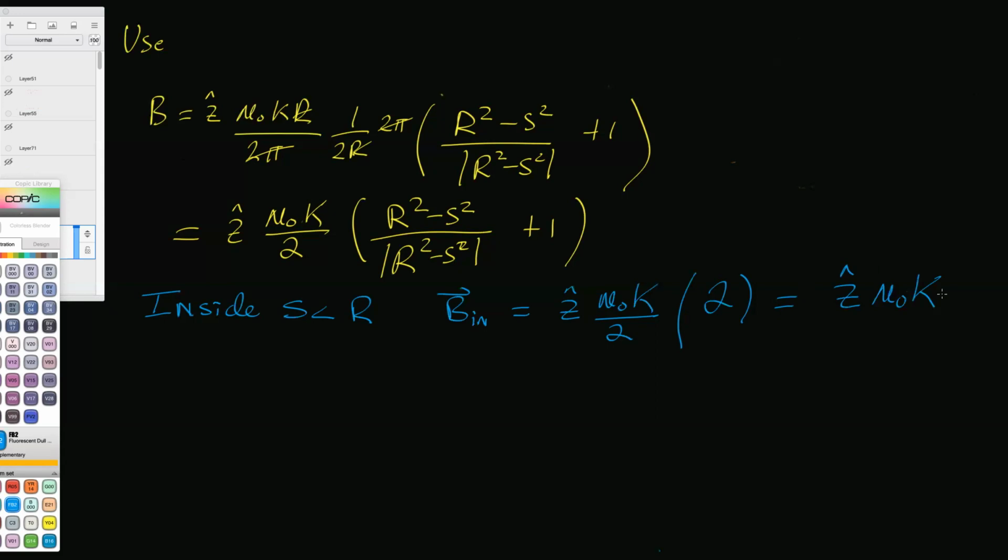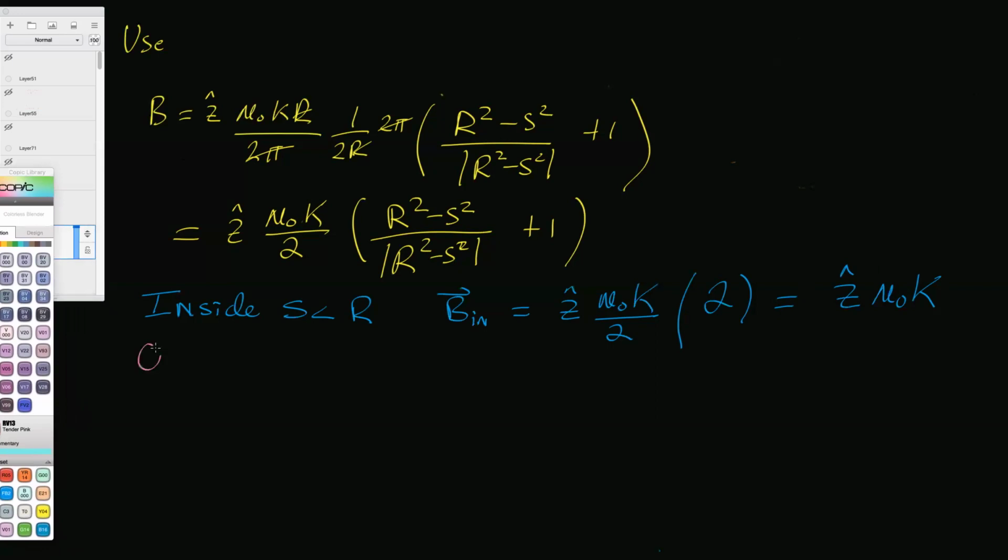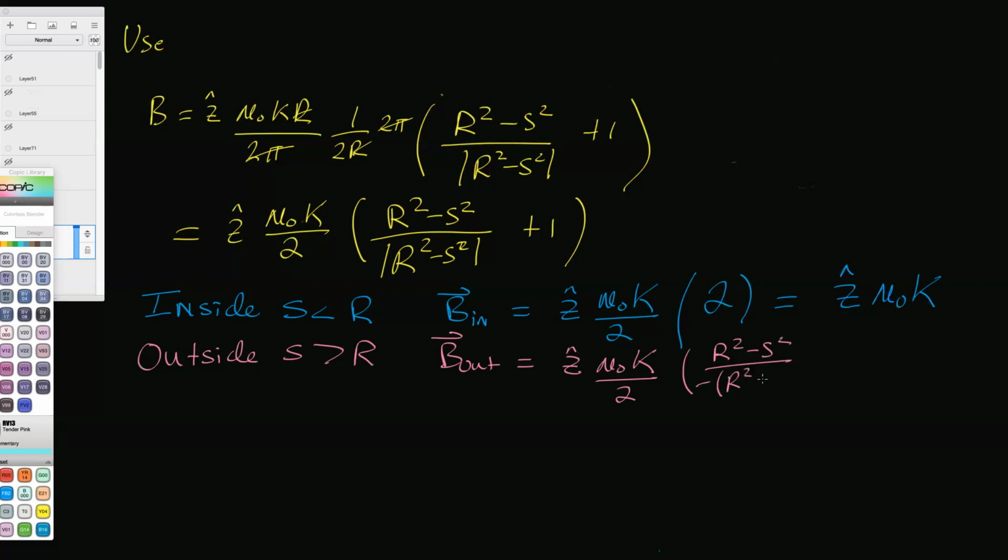Okay, outside, s is greater than r, and that means the absolute value has to switch signs. So we get B out is equal to z hat mu 0 k over 2, and then we have r squared minus s squared over negative r squared minus s squared, plus 1, in other words, 0.